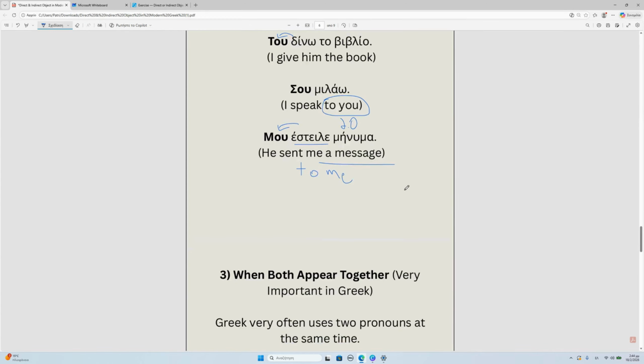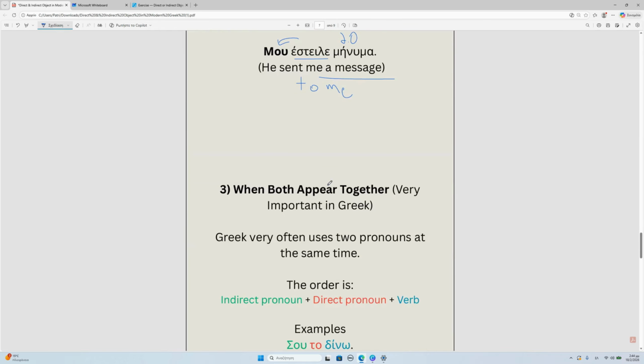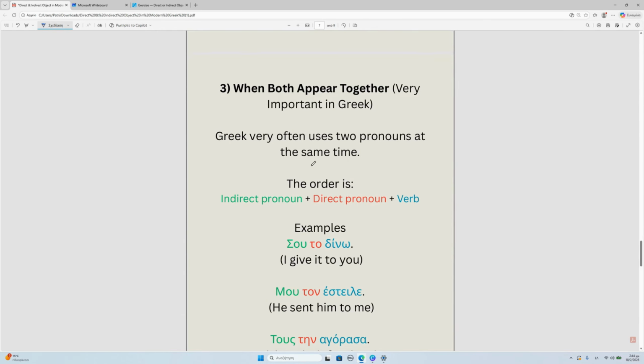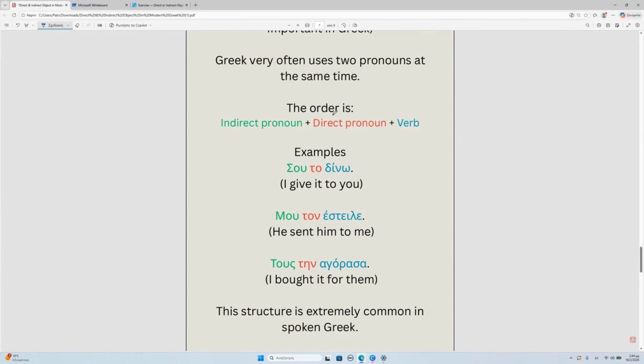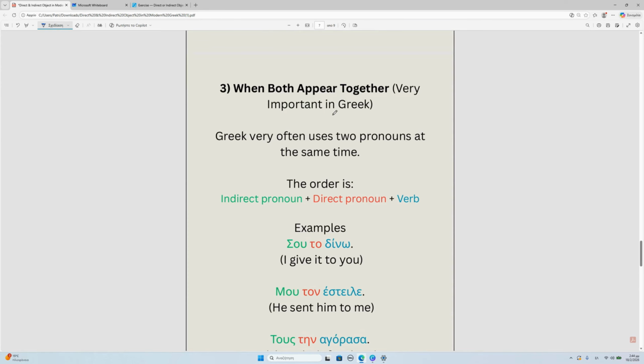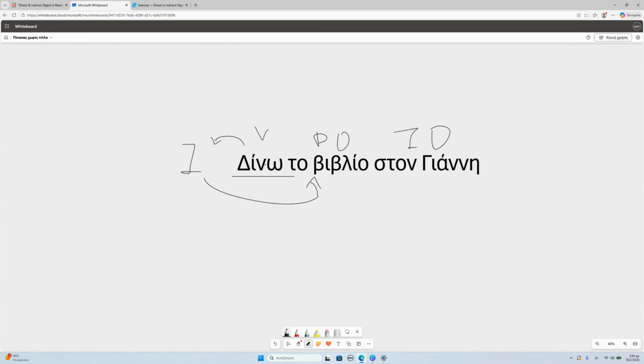Apart from that, as I mentioned earlier, we can find them both in grammar; they appear together. And this is very, very important in Greek, because when we have both a direct and an indirect pronoun, how do we place them? I will give you the answer right now. Let's go to our example again. Δίνω το βιβλίο στον Γιάννη. Δίνω is the verb, the subject is I. What I give is the direct object, and here is the indirect object, στον Γιάννη.